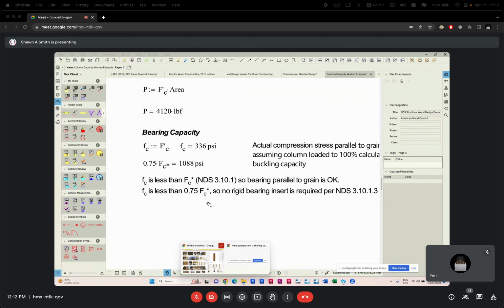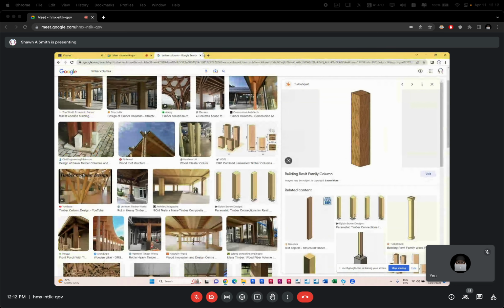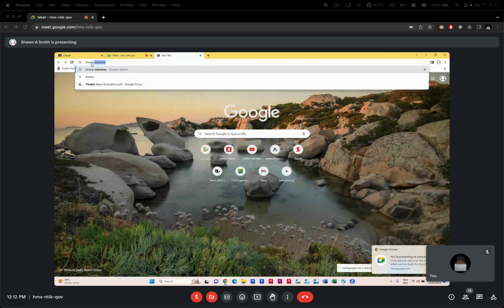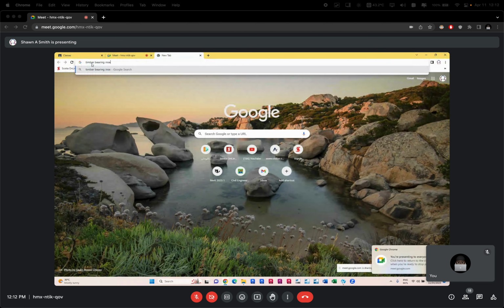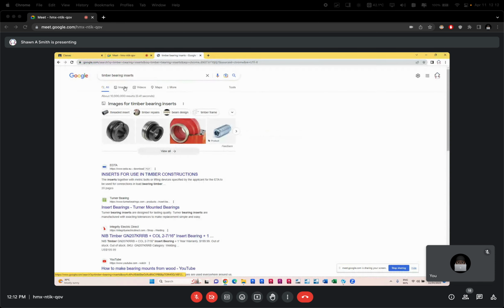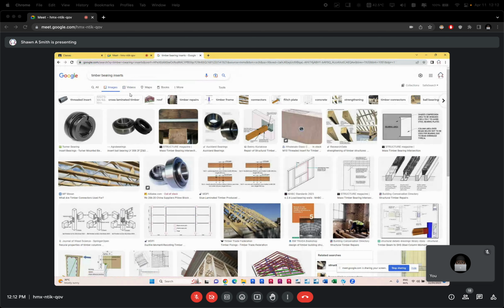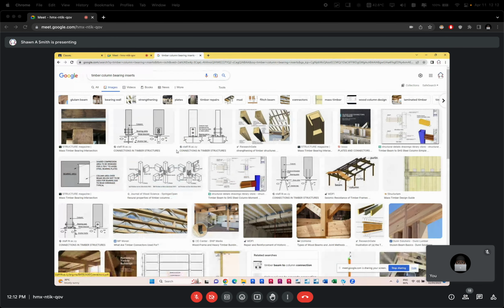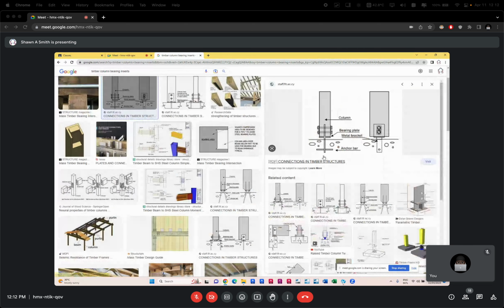Let me see if I can find one online to explain what bearing inserts are. Timber bearing inserts. Timber column. Bearing inserts. Okay. So all these are bearing inserts. Remember, I showed an image earlier. I said, never mind the metal thing. These are like bearing inserts.